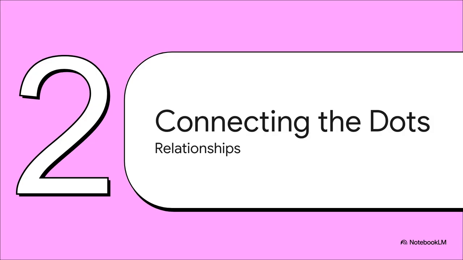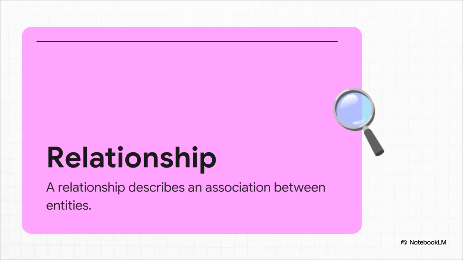Okay, so we have our things, our entities. We've got customers, products, and orders. But you know, just a long list of customers and a long list of products isn't all that useful by itself. The real power, the magic, happens when we start connecting those dots. And that brings us to the second core idea, relationships. That connection is called a relationship.